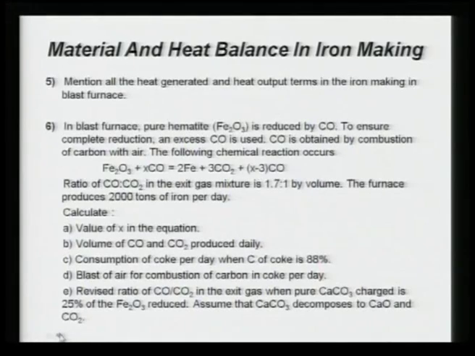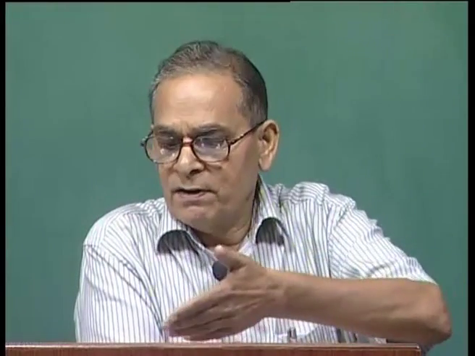So, with this, now problem 5, which says mention all the heat generated and heat output terms in the iron making in blast furnace. Most of the things I have illustrated. For heat generated terms, you have to see combustion of carbon, FeO to Fe reduction, heat of mixing and all those things. Heat output terms, say heat taken by pig iron, heat taken by gases, heat taken by slag. All these things are important, so that you can narrate in problem number 5 after calculating problem number 4.